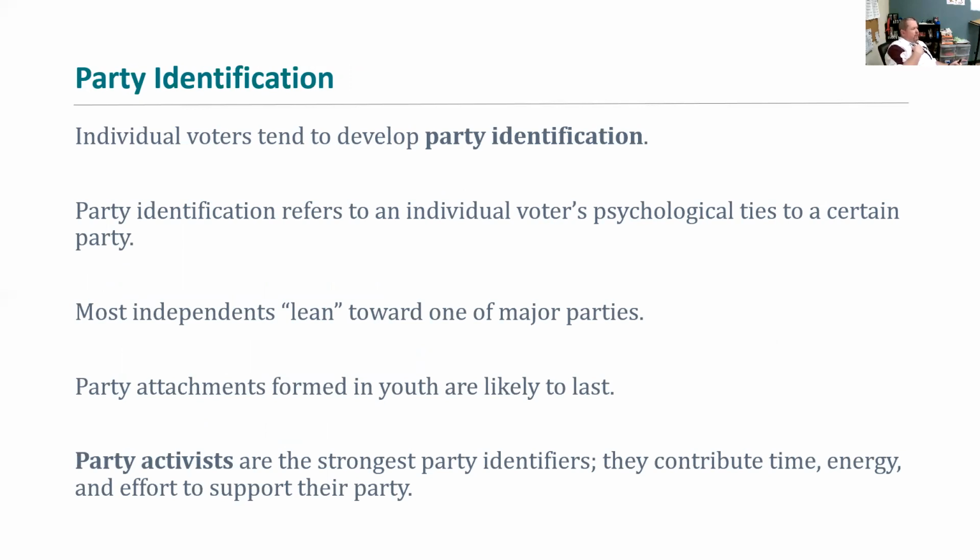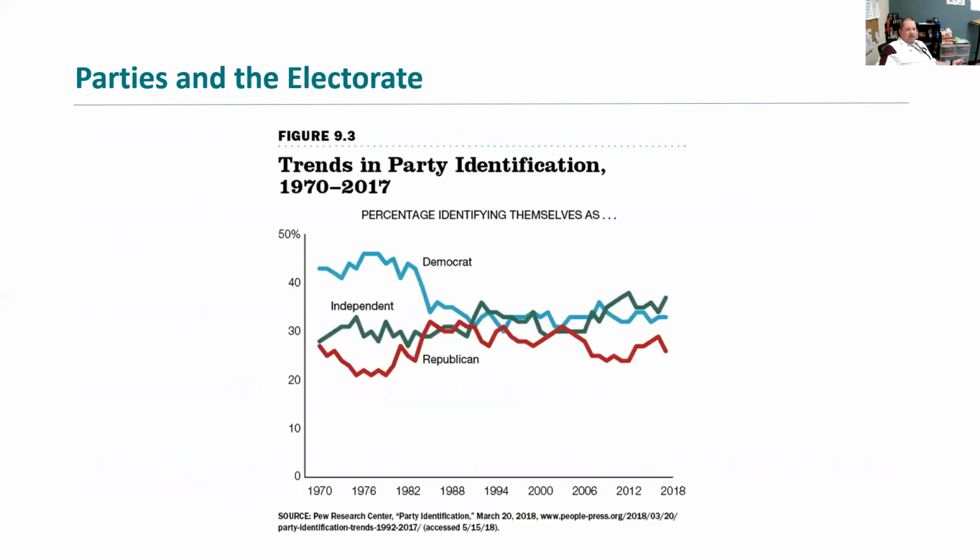Party identification, we've talked about this in the last unit, right? It's a self-identification. You can declare to be part of a party, or you can declare not to be a part of a party. Most of our independents actually lean one way or the other. They're not necessarily true independents. But party identification is probably less significant today than it used to be, right?